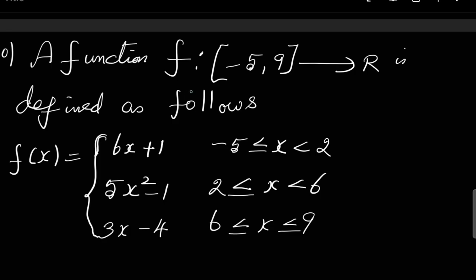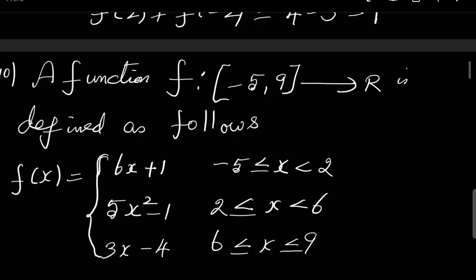See the 10th question. A function f is from the closed interval minus 5, 9 to R. Domain is minus 5, 9 and range is R, real values, defined as follows. f of x is 6x plus 1 for x from minus 5 up to, but strictly less than, 2. 5x squared minus 1 for 2 less than or equal to x less than 6. 3x minus 4 for 6 less than or equal to x less than or equal to 9.